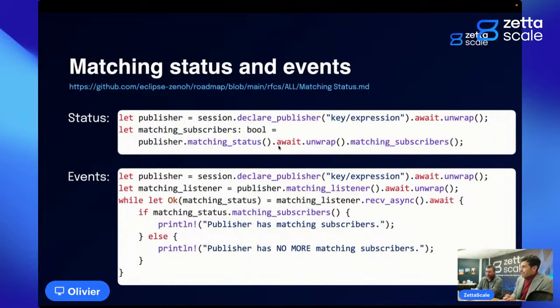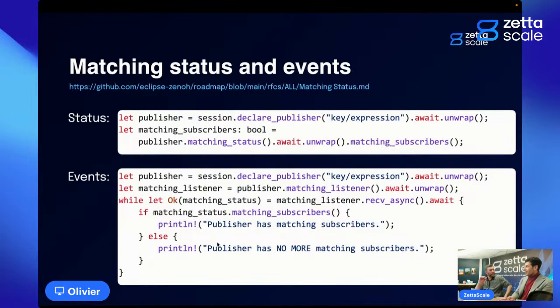So you can simply get this status, or you can listen to it by declaring a matching listener on your publisher. That can then behave like a subscriber. You can provide a callback or use the stream API like in this example, and you will receive updates each time the matching status turns to true or false.